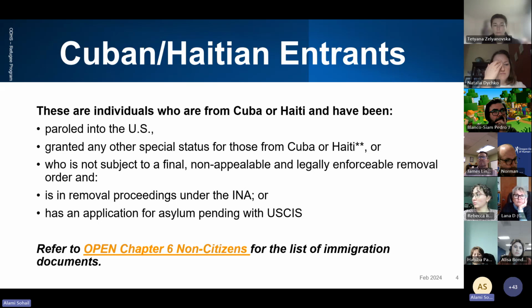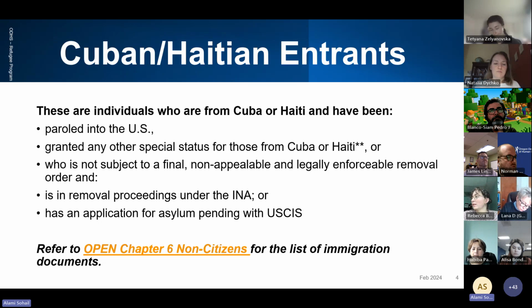Now, I want to point out that a Cuban or Haitian individual that is granted TPS is not eligible. TPS does not grant eligibility for any of the immigration categories that we have. A person could be eligible because they have an underlying status and then they got TPS, but it doesn't work the other way around. Like, if only TPS doesn't make anybody eligible.